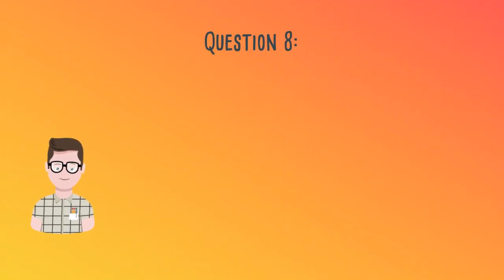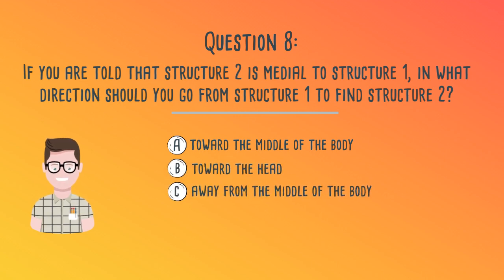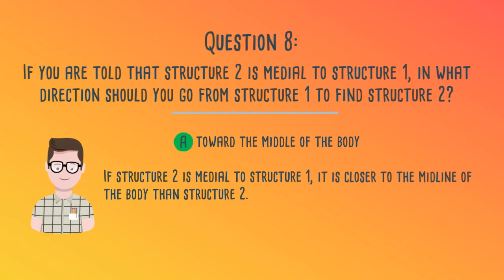Question 8. If you are told that structure 2 is medial to structure 1, in what direction should you go from structure 1 to find structure 2? A. Toward the middle of the body, B. Toward the head, C. Away from the middle of the body, or D. Away from the head? The correct answer is A. If structure 2 is medial to structure 1, it is closer to the midline of the body than structure 1.